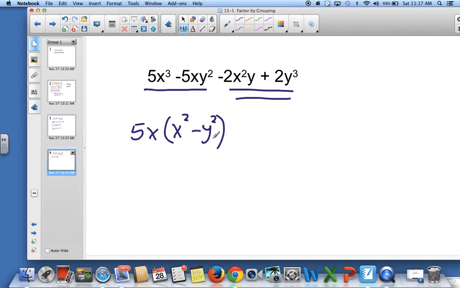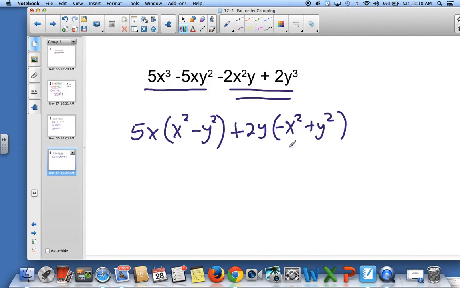And that looks great. Now over here we have a little bit of an issue, because if I take out a common 2y, so I say plus 2y, this is what would happen. I'd have plus 2y, and then I'd be left with negative x squared plus y squared. That gets a little bit tricky because these don't look the same. X squared minus y squared and negative x squared plus y squared are actually opposites of each other.